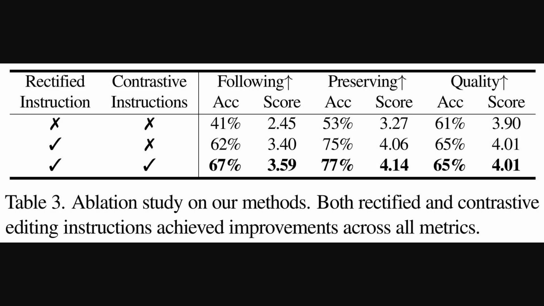To really dig into what makes SuperEdit so effective with less data, this table presents an ablation study, which is a test that breaks down a system to see how much each individual component helps. You can see that without their special instruction processing, the scores for following edits, preserving the image, and quality are lower. Adding just the rectified instructions improves things significantly. Then, adding contrastive instructions on top of that pushes the following accuracy and score even higher, showing both parts are vital for the great performance we saw earlier.